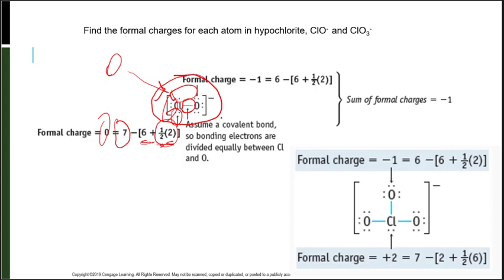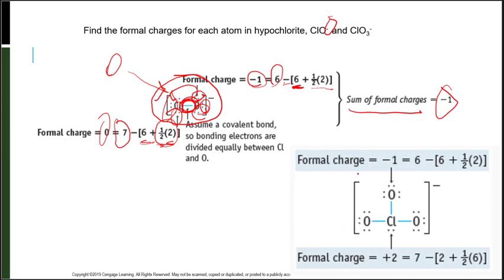Now let's do this oxygen. Oxygen has 6 valence electrons, minus, there's 2, 4, 6 electrons that are lone pairs, and then again that one bond between Cl and O, so half of 2. 6 plus 1 is 7. 6 minus 7 is -1. So the formal charge on that oxygen is -1. Now the sum of the formal charges for that compound is equal to -1, which is what that polyatomic ion's charge is. Let's look at ClO3 minus.